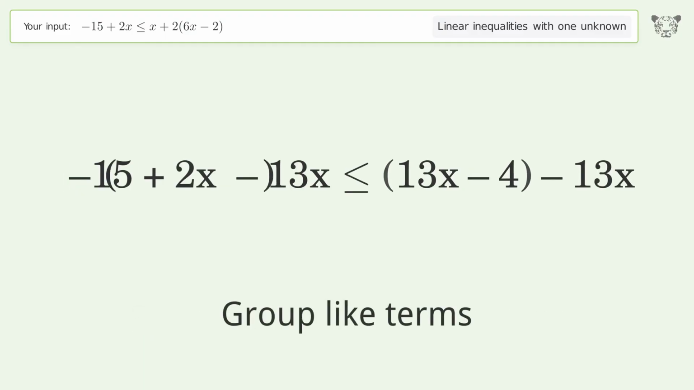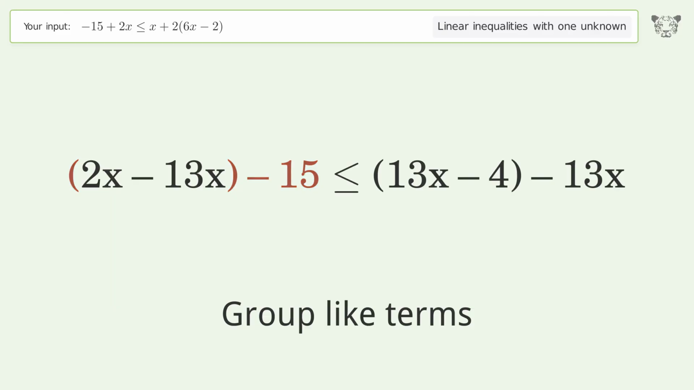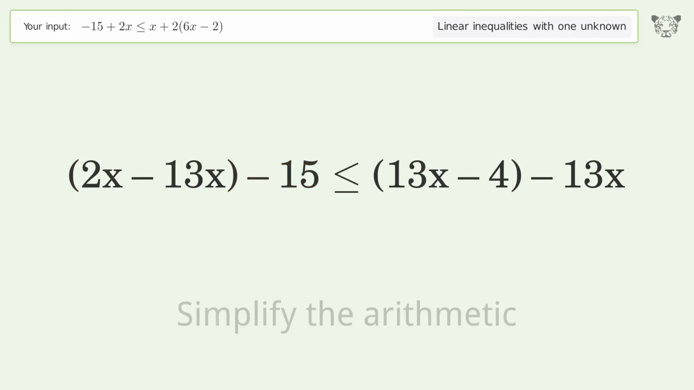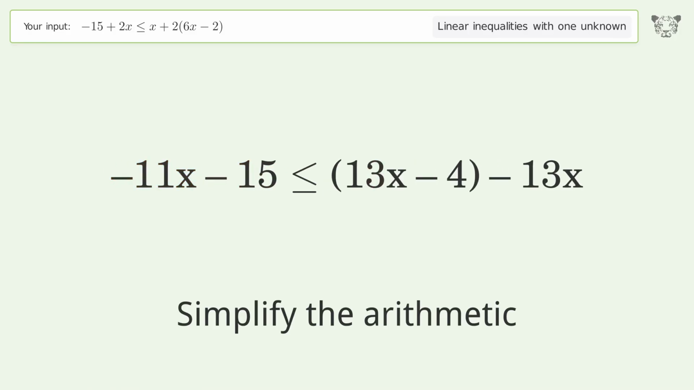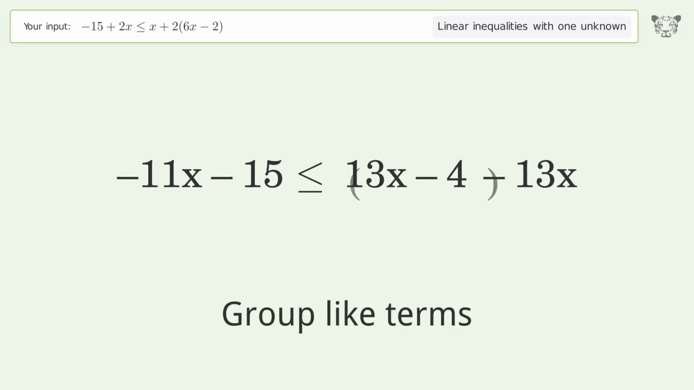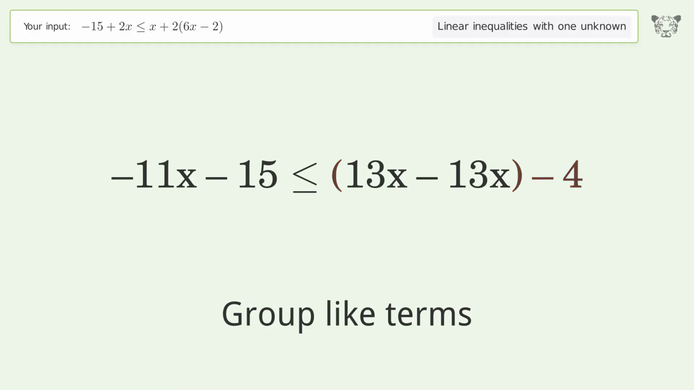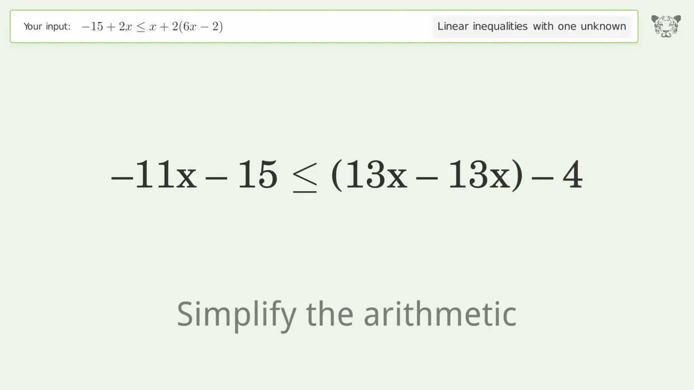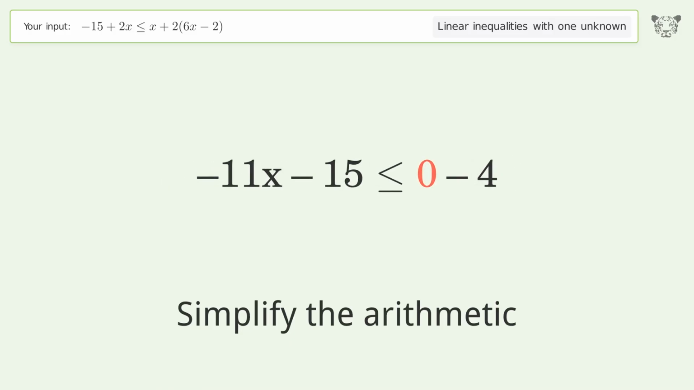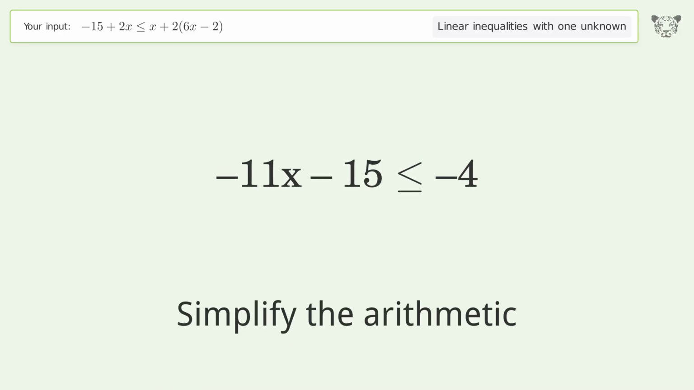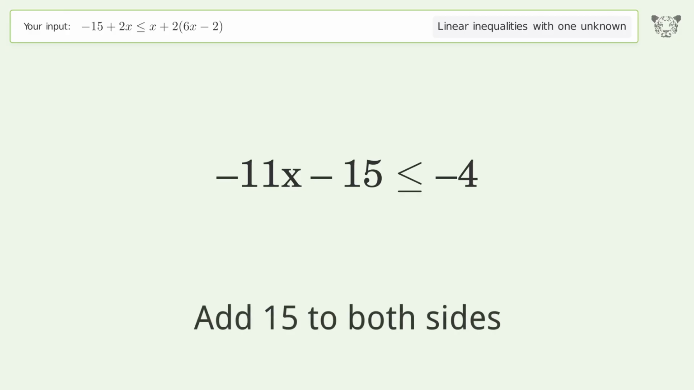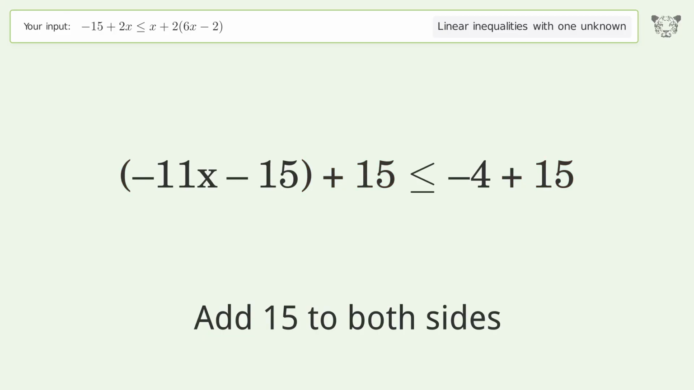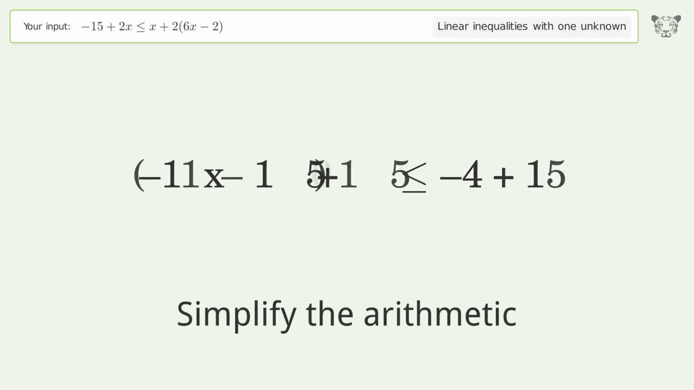Group like terms. Simplify the arithmetic. Group like terms. Simplify the arithmetic. Group all constants on the right side of the inequality. Add 15 to both sides. Simplify the arithmetic.